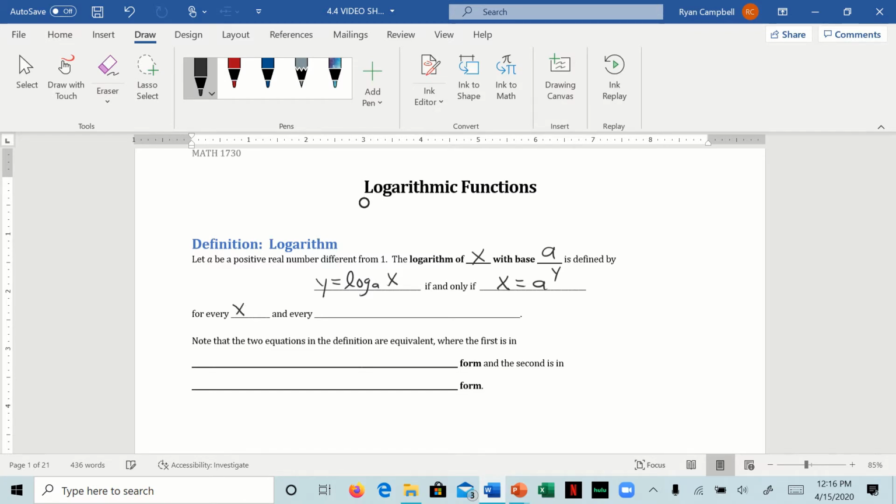And this is only true if x is positive and y can be anything. So note that there are two equivalent equations. The first one we say is the logarithmic form, and the second one is the exponential form. This is why we're doing this right after the exponential function, right?